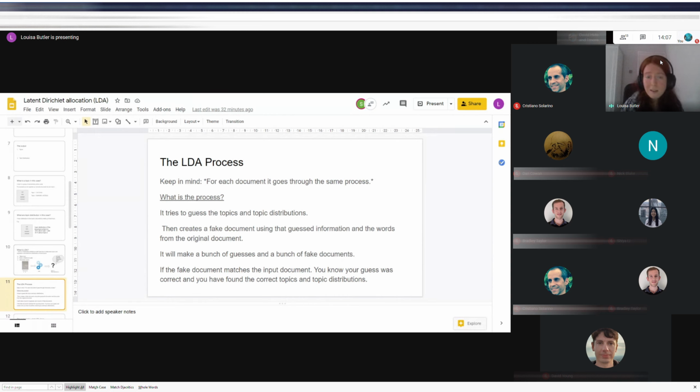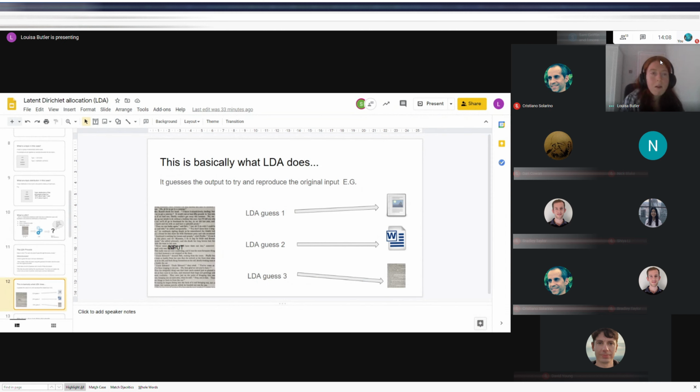What it does with those guesses is it uses those guessed parameters and the words from the original document to create a fake document. It will make a bunch of those guesses and a bunch of fake documents. Then it compares the fake documents to the original input document and sees if they match. If those two documents match, you know that the parameters it guessed are most likely correct because they managed to reproduce the document. That was a lot of words on one slide and a lot to take in.